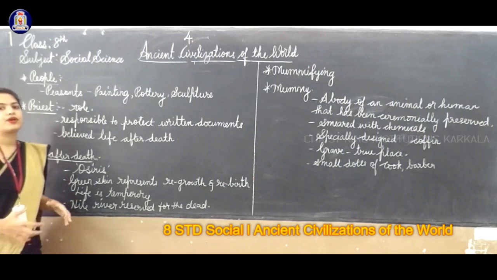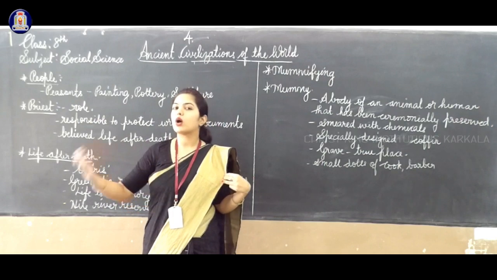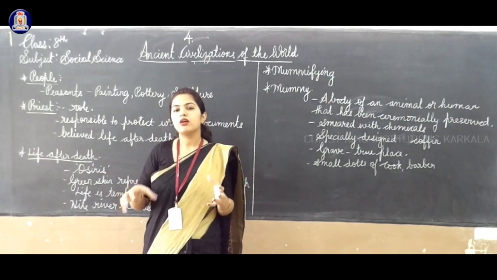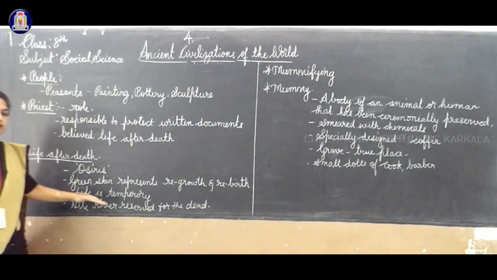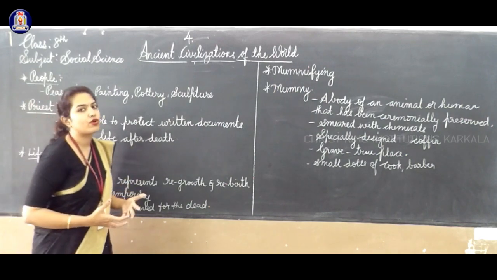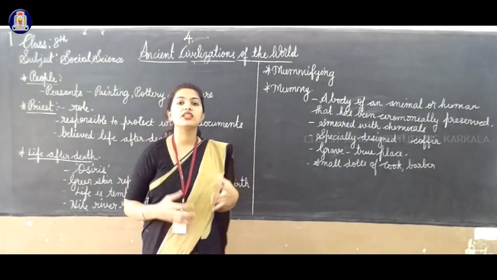According to them, life is temporary on this earth. We can't live for 1,000, 2,000 years, right? We have a specific lifetime over this earth. We are not permanent, we are temporary. The life on this earth is temporary. And the Nile river was reserved or dedicated for the dead of the Egyptian people. Now let's see what is mummifying.